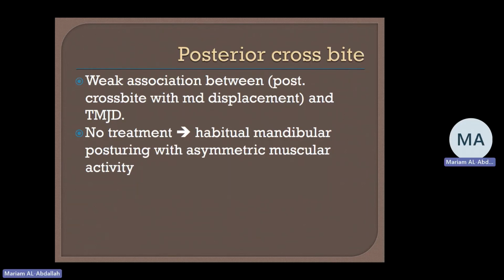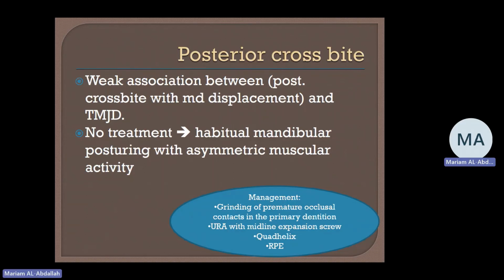You need to understand that there is a weak association between posterior crossbite and mandibular displacement in relation to temporomandibular joint dysfunction, but that doesn't mean that I don't provide treatment. Okay, although there is no strong evidence, the habitual mandibular displacement and the functional shift of the mandible should always require treatment, because otherwise I will have asymmetric muscular activity and the whole occlusion will develop into such a displaced position of the mandible. Okay.